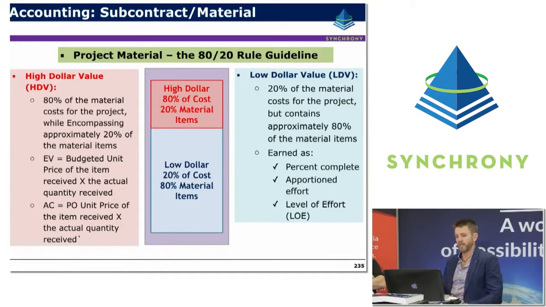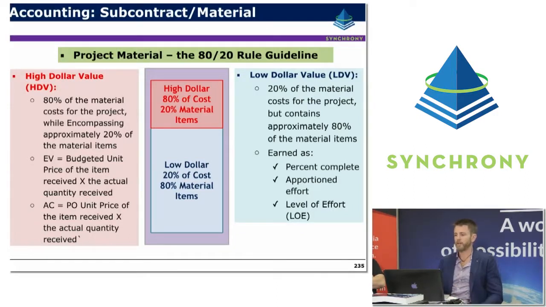and you're not going to have too much administration either. So the earned value basically equals the budgeted unit price of the item received times the actual quantity received, and the actual cost equals the purchase order unit price of the item received times the actual quantity received. So it's fairly simple arithmetic, just using a unit approach.